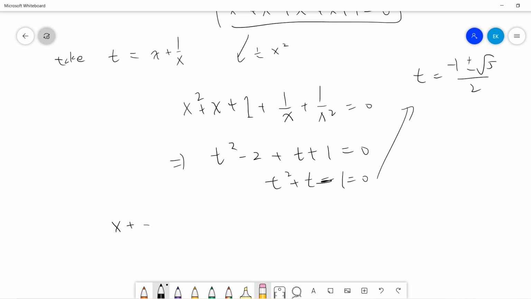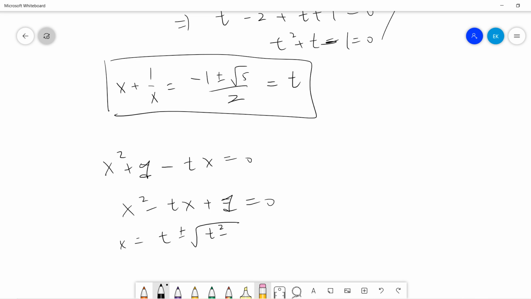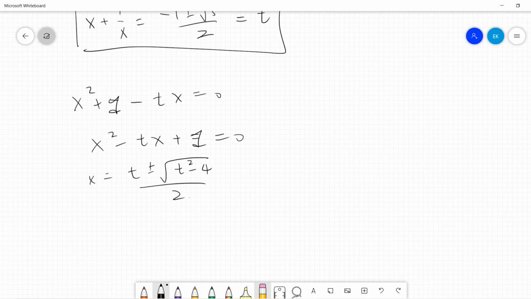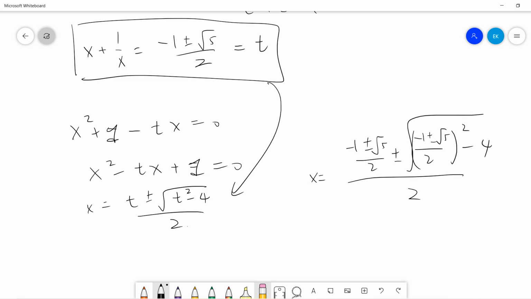So you get x plus 1 over x equals minus 1 plus or minus square root of 5 divided by 2. Let's call it t, because I want to solve it generally. One can get this equation: x squared minus tx plus 1 equals 0, and it's easy to solve for x. x is t plus or minus square root of t squared minus 4, divided by 2. So from here we get our general answer, x equals half of this. This is our answer.